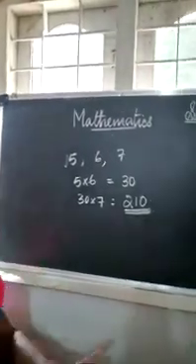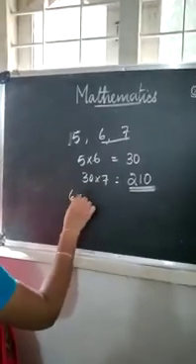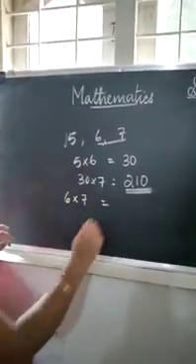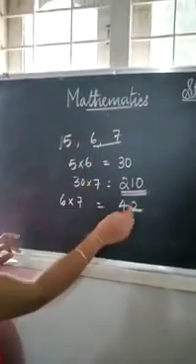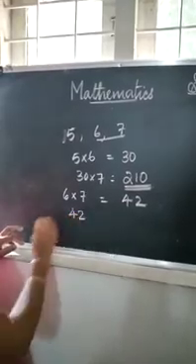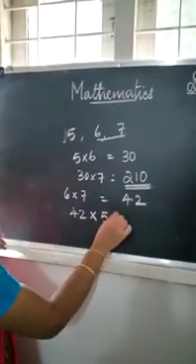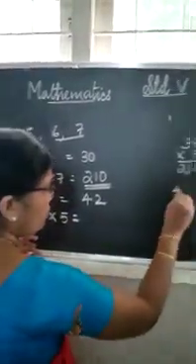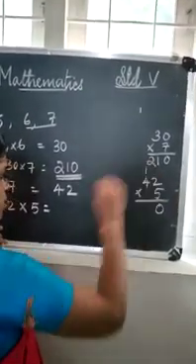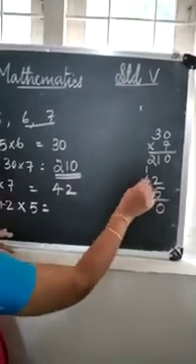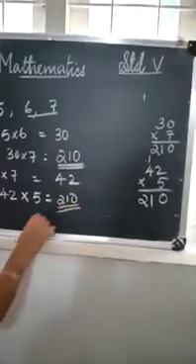Now let's change the order and multiply. First let us multiply 6 and 7. 6 7s are 42. Then, with the product of 6 and 7, multiply the first number 5. What is 42 into 5? 5 2s are 10, 1 is carried. 5 4s are 20 plus 1, 21. See the product, 210. The product remains the same.